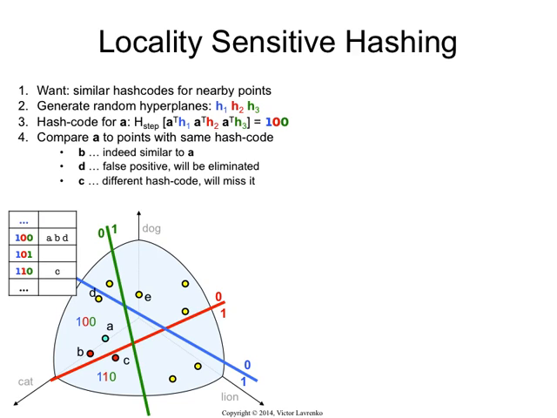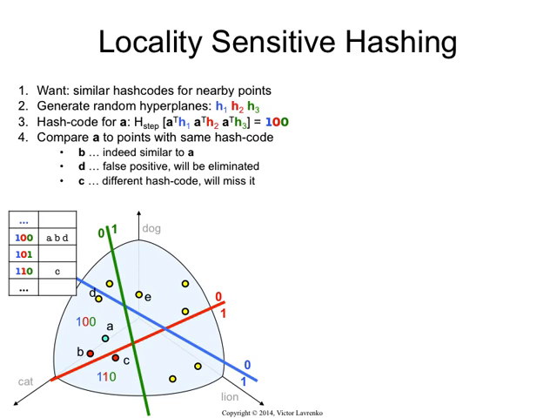Then I'm going to take these bit strings and use them as hash codes, as keys into the dictionary. I'm just going to insert them in the hash table, and what's going to happen in that hash table is for a key of 100, I'm going to get documents A, B, and D, and then C is going to land in a different bucket.